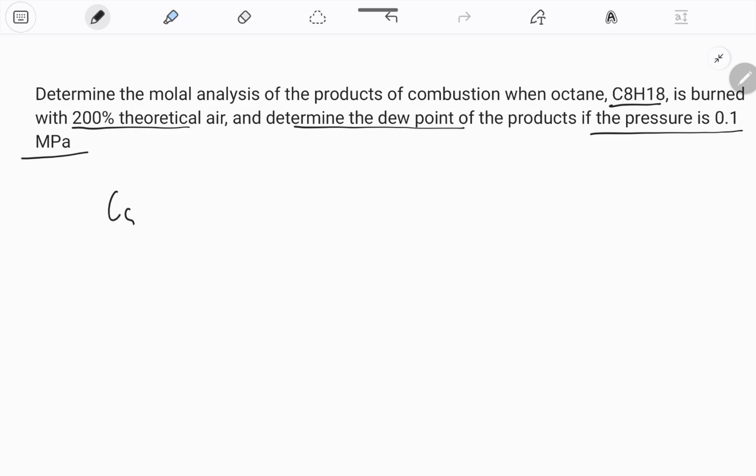They always start with us balancing the equation. Octane in the presence of oxygen gives out 8 carbon dioxide plus 9 waters. I'm just putting this because on the previous problem I think we did balance this equation, and this is what we ended up with, 25/2 here. So this is our balanced equation.